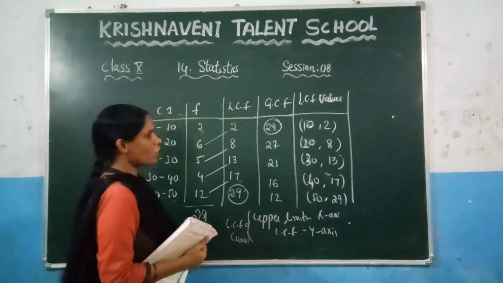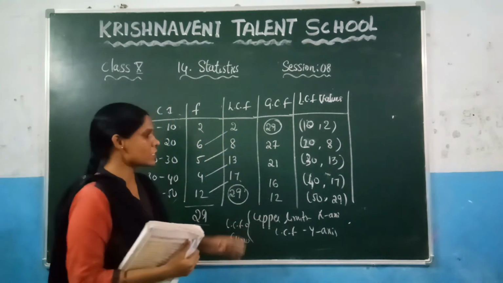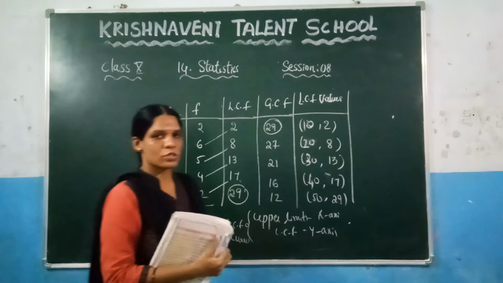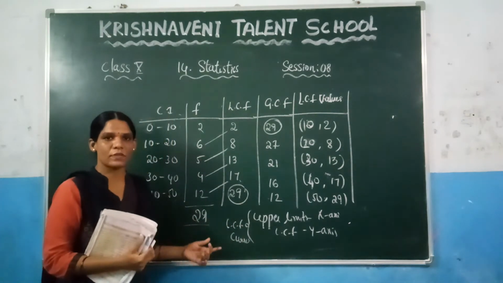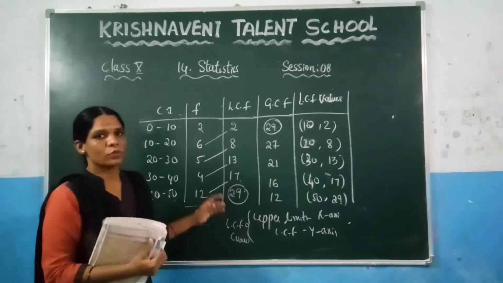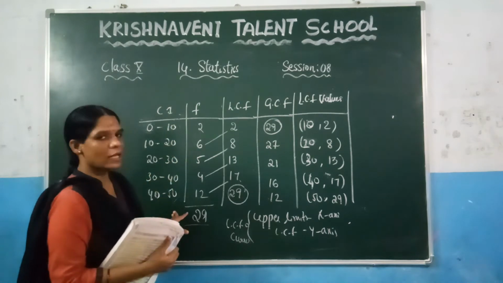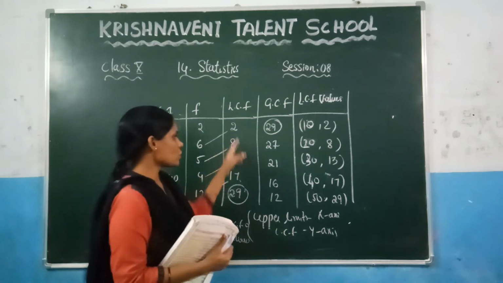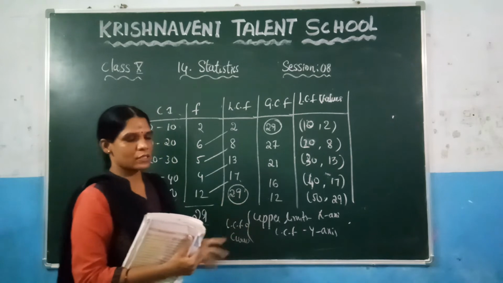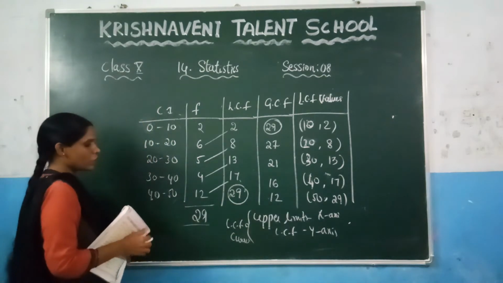You need to represent on a graph so that you will get the less cumulative frequency curve. So if you want to represent on the graph the less cumulative frequency curve, you need to take upper limits on the x-axis and less cumulative frequencies on the y-axis. Now see about the greater cumulative frequency curve.